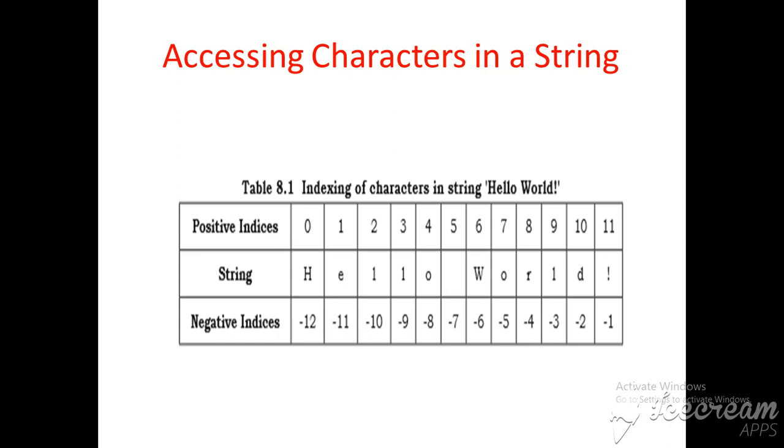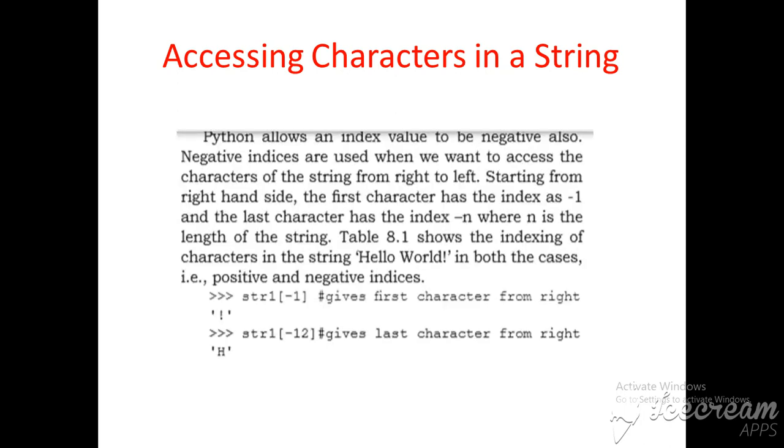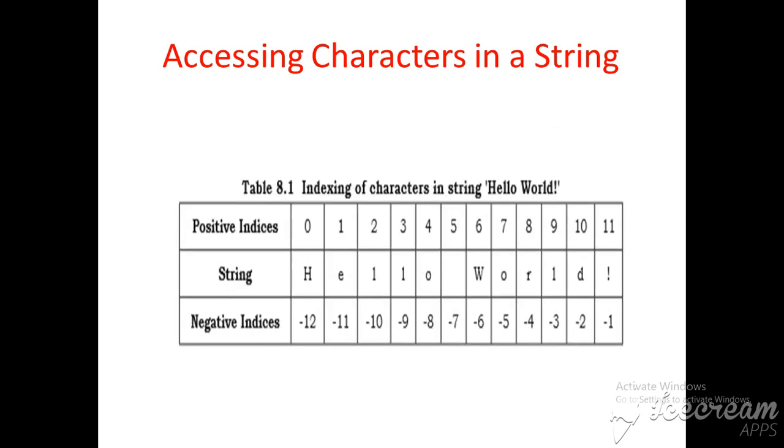So study this table for how to represent a string and how to access the characters inside the string. Python allows an index value to be negative also. We already studied that negative indexes are used when we want to access the characters of the string from right to left. From left to right we use positive indexes, and from right to left we use negative index values. So this is the way to access the characters inside the string.